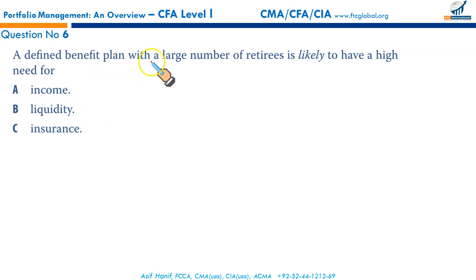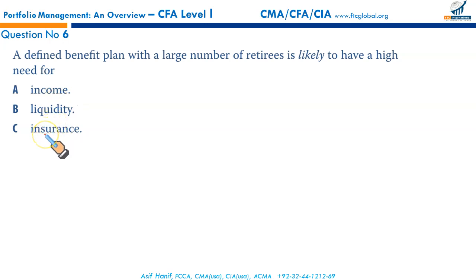A defined benefit plan with a large number of retirees is most likely to have a high need for income, liquidity, or insurance? Well, since there are a large number of retirees, in this case income is essential to meet the cash flow obligations of retirees. So yes, defined benefit plans have a need for liquidity, but the need for liquidity is typically quite low. For a large number of retirees, we need to have consistent cash flows to meet the obligations to retirees. So that makes A the correct option.